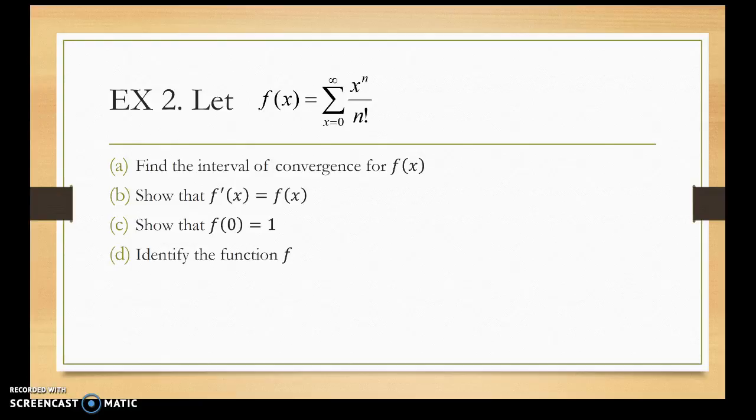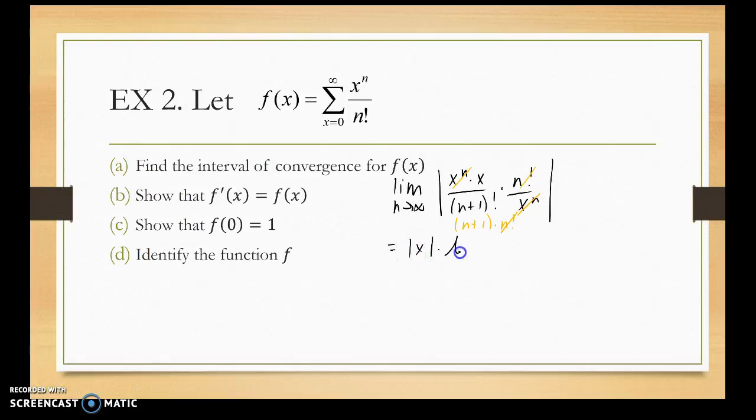All right, given this function, find the interval of convergence for the function, show that the derivative is equal to the original, show that f of 0 is 1, and then identify a function for f. All right, so interval of convergence, we'll start there. Ratio test. X to the n times x all over n plus 1 factorial. All right, so I know that n plus 1 factorial is n plus 1 times n factorial. They cancel. X to the n cancels as well.